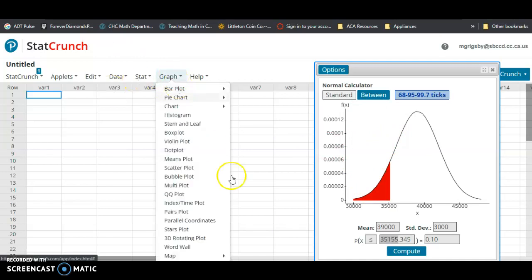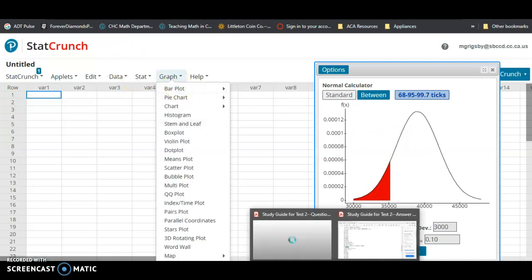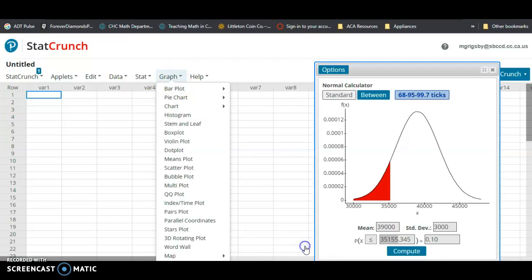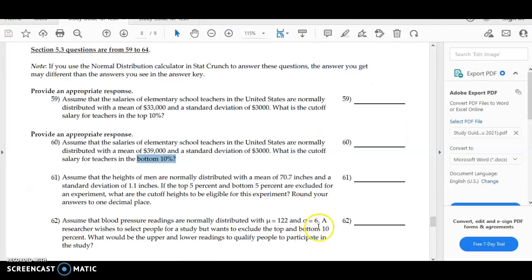Let's see if we can squeeze in maybe one more example. Number 61 says, assume that the heights of men are normally distributed with a mean of 70.7 inches and a standard deviation of 1.1 inches. If the top 5% and bottom 5% are excluded for an experiment, what are the cutoff heights to be eligible for the experiment? Round your answers to one decimal place.